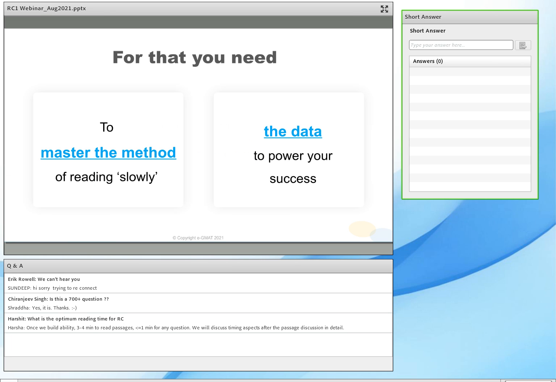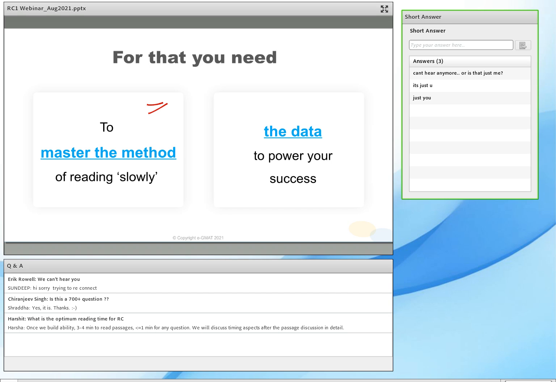All right. So firstly, let's talk about the next steps. What is it that you need to do? Now we have introduced in this session a particular method of how to go about cracking RC passages. Now, the next aspect that's very, very important is what should you do to build this ability further? You need to master this method.